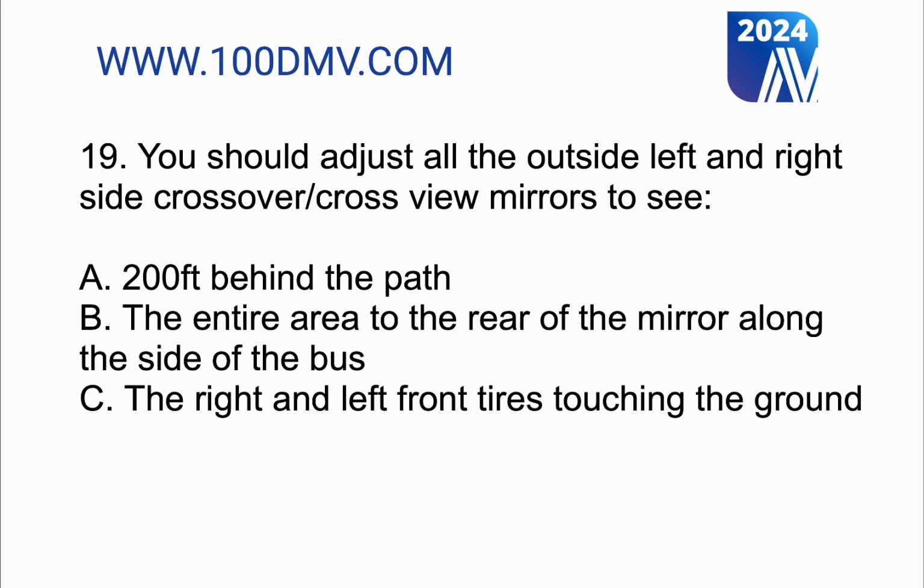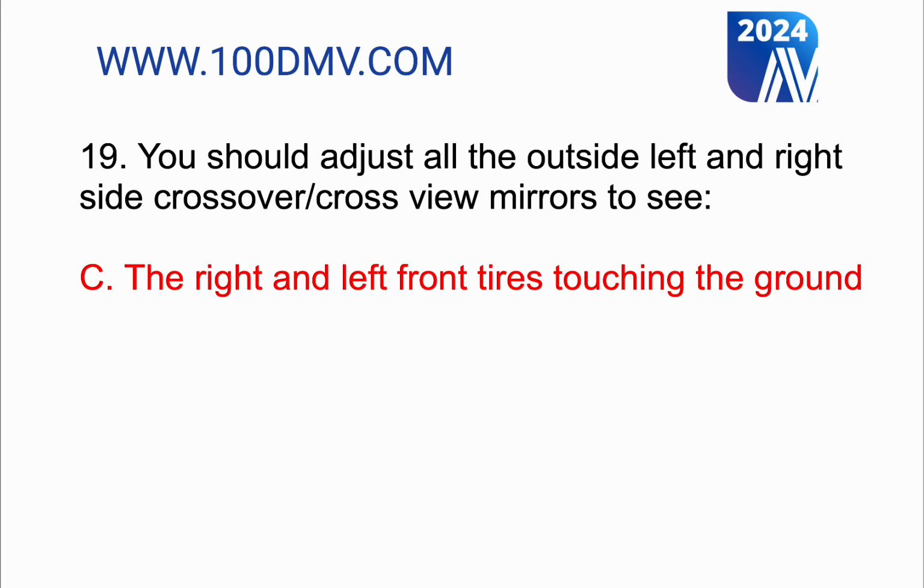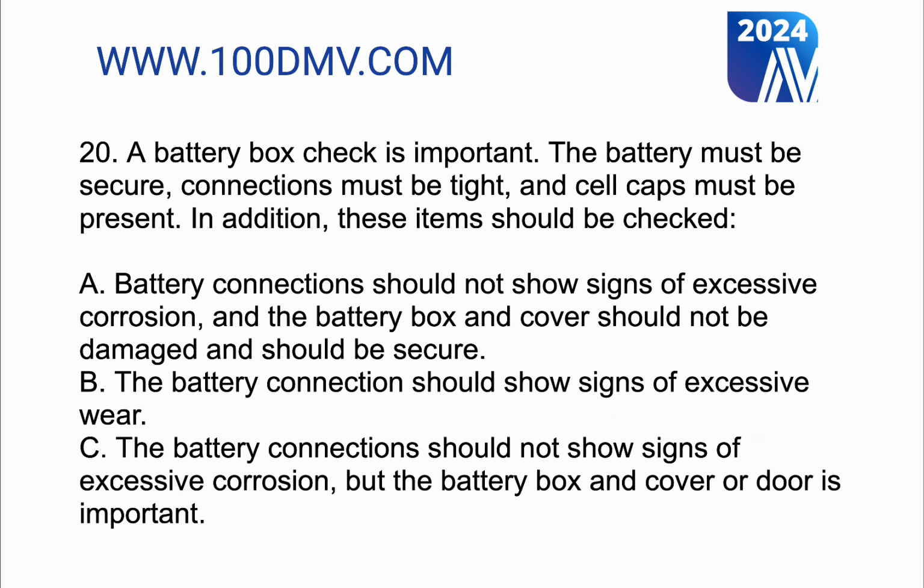19. You should adjust all the outside left and right side crossover cross view mirrors to C. A. 200 ft behind the path. B. The entire area to the rear of the mirror along the side of the bus. C. The right and left front tires touching the ground. Correct answer. C. The right and left front tires touching the ground.